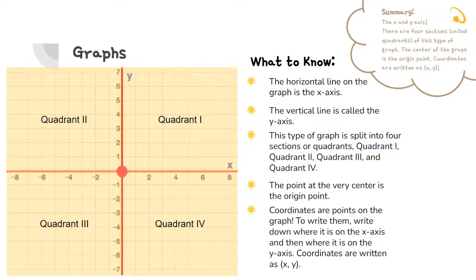The origin is also a point on the graph. To write them, write down where it is on the x-axis and where it is on the y-axis. Coordinates are written as (x, y), or where it is on the x-axis and where it is on the y-axis. For example, this is a point on the graph. Now this is 2 on the x-axis and 4 on the y-axis, so we'd write it as (2, 4).